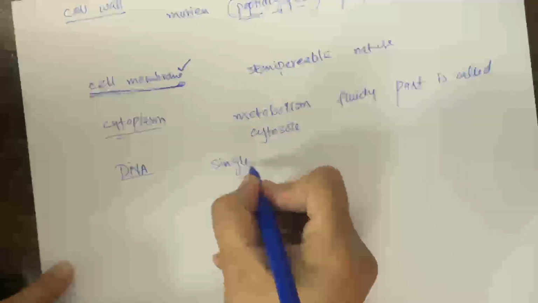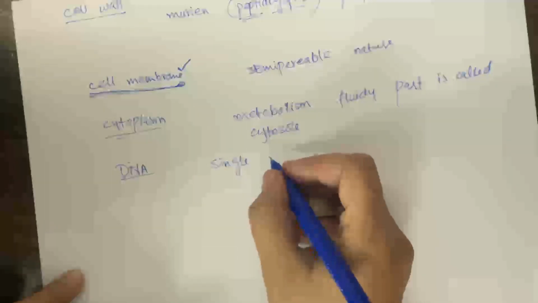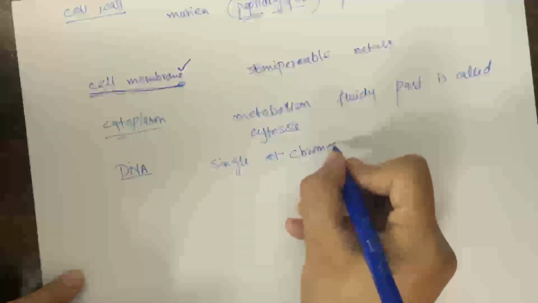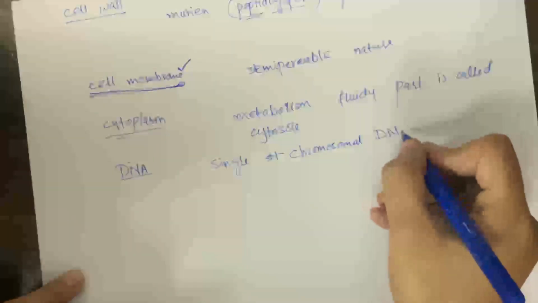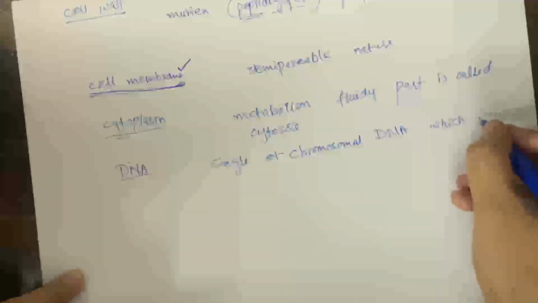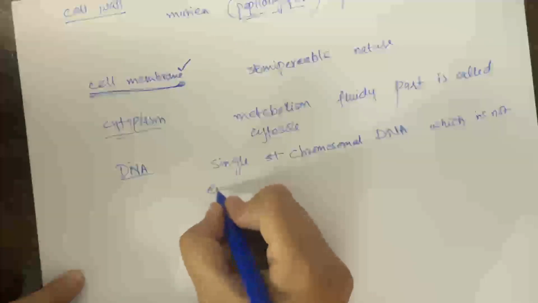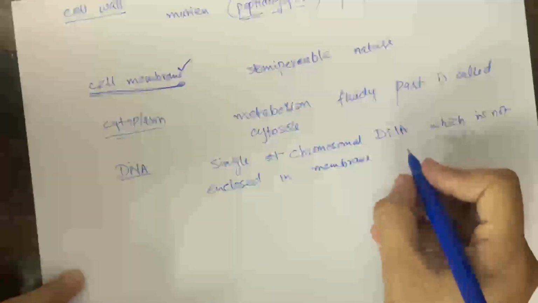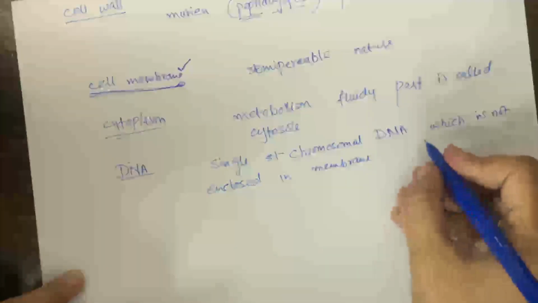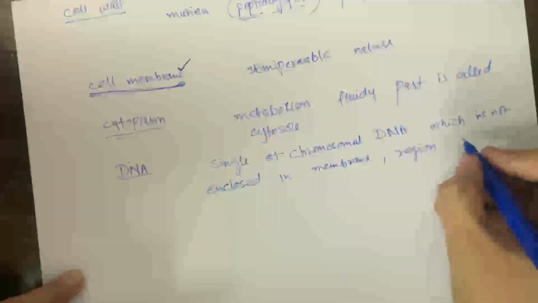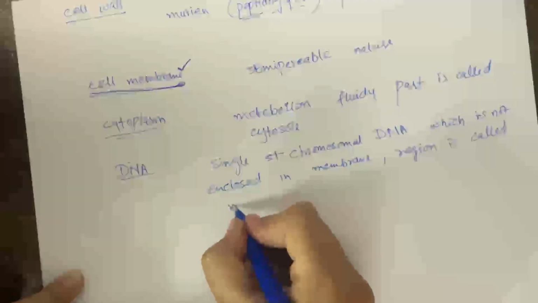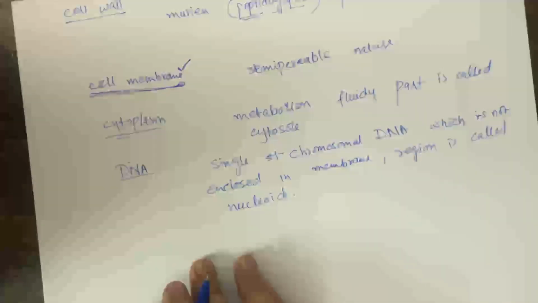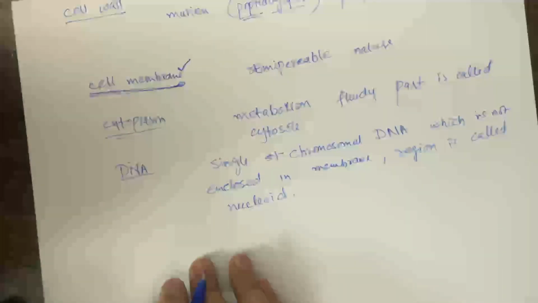It is single chromosomal and not enclosed in a proper membrane, or we can say it is not enclosed in any envelope. So it is a single chromosomal DNA which is not enclosed in a membrane. It occurs freely in the region of the nucleus, and the region where this DNA is located is called the nucleoid. And the additional structure included is the capsule.